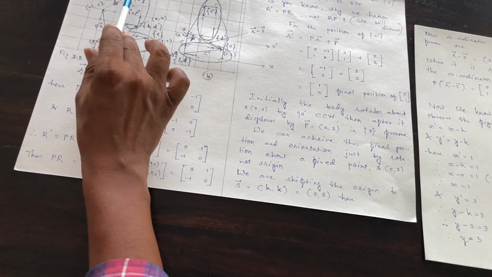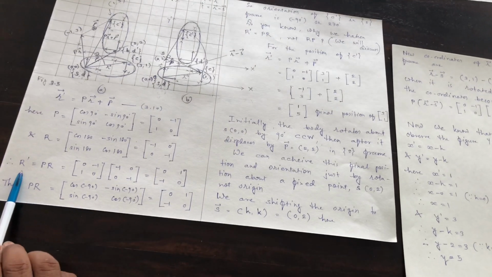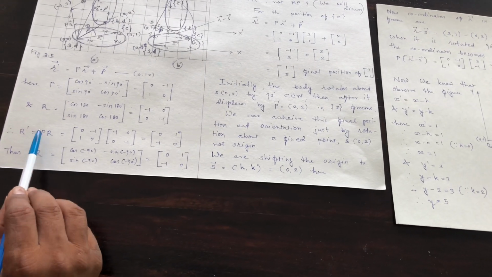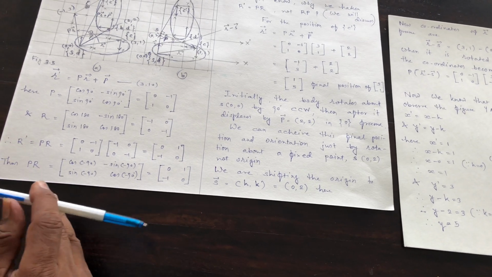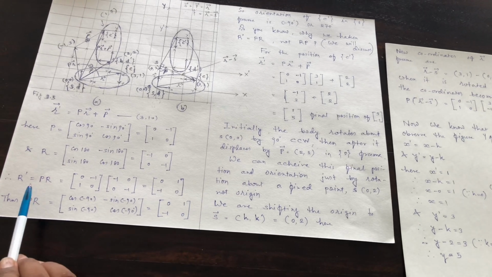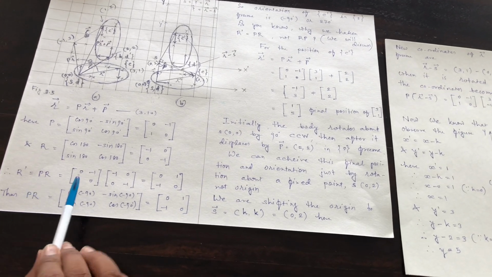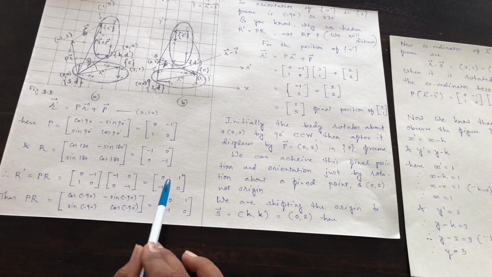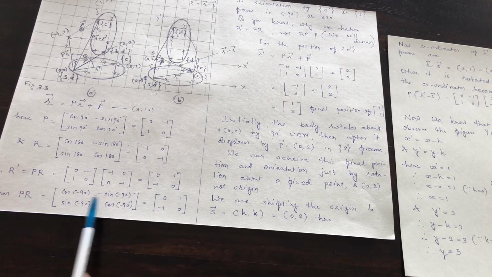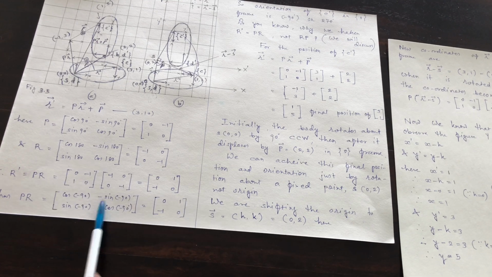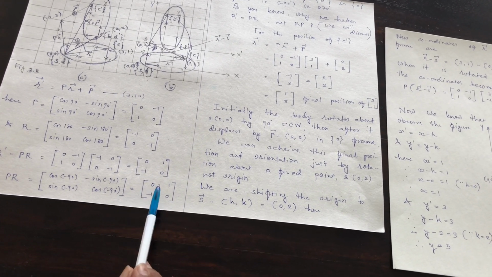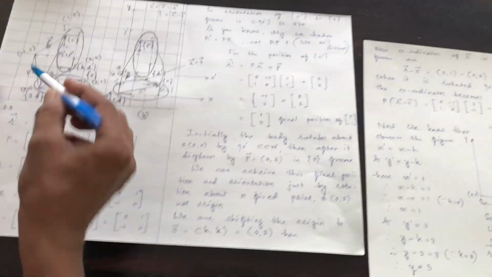What about the final orientation of this point here? For this we have to multiply P into R. Initially P, then after R, because initially we are rotating the body 90 degrees and then after displacing. So P is 0, minus 1, 1, 0, times minus 1, 0, 0, minus 1. So we have 0, 1, minus 1, 0. So PR is, we can say, cos of minus 90, minus sine of minus 90, sine of minus 90, cos of minus 90. So 0, 1, minus 1, 0.